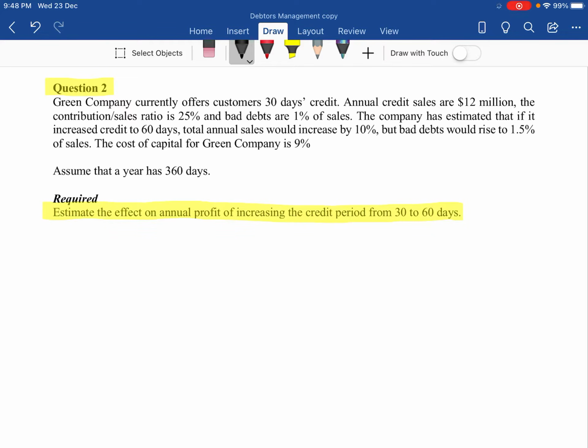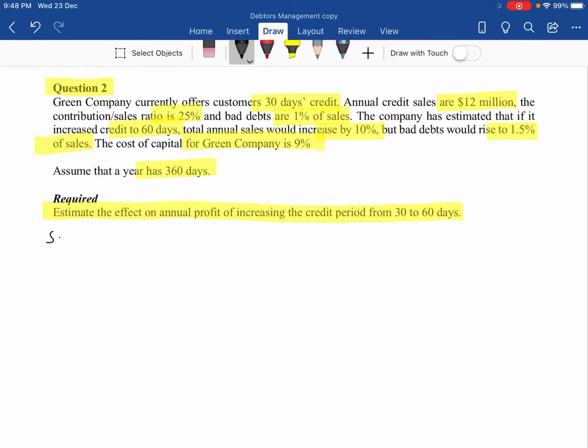Green Company currently offers customers a 30 days credit period. Annual sales are $12 million. The contribution is 25%. Bad debts are 1% of sales. And the company has estimated if it increased the credit period to 60 days, total sales would increase by 10%, but bad debts will increase to 1.5% of the sales, and the cost of capital is 9%, and days in the year are 360. That's what we need to assume. So now what will be the impact on the profit?